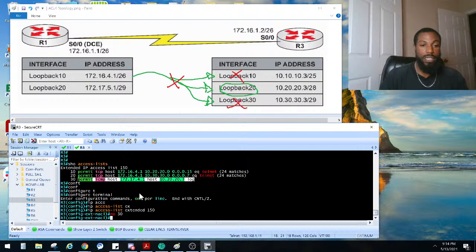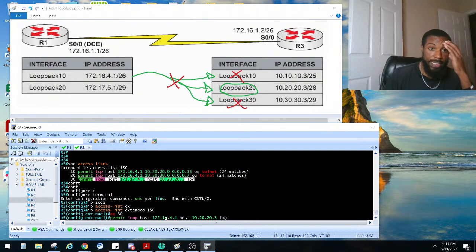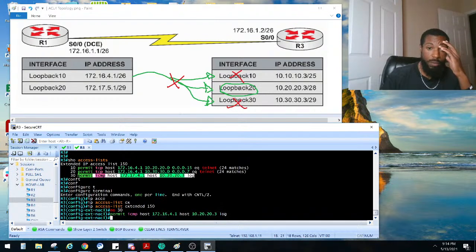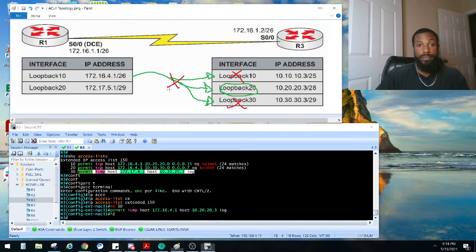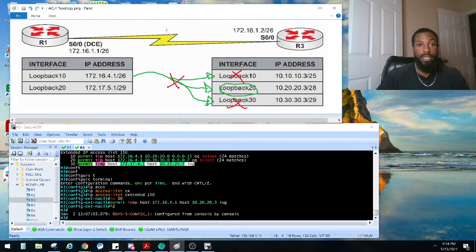So permit. Who are we permitting? We're permitting the host 172.16.4.1. Now let's try it again, right? And hope that this gets blocked and those other ones worked. Y'all with me so far? He said .4. Yes, exactly.